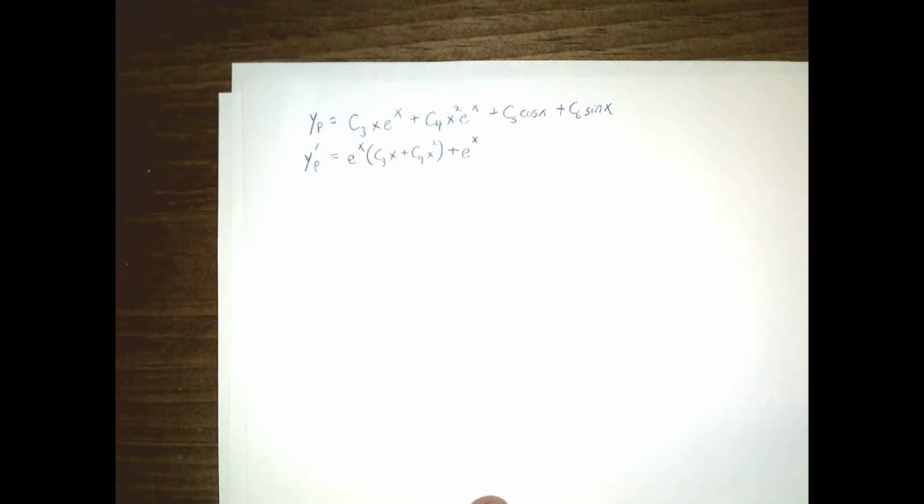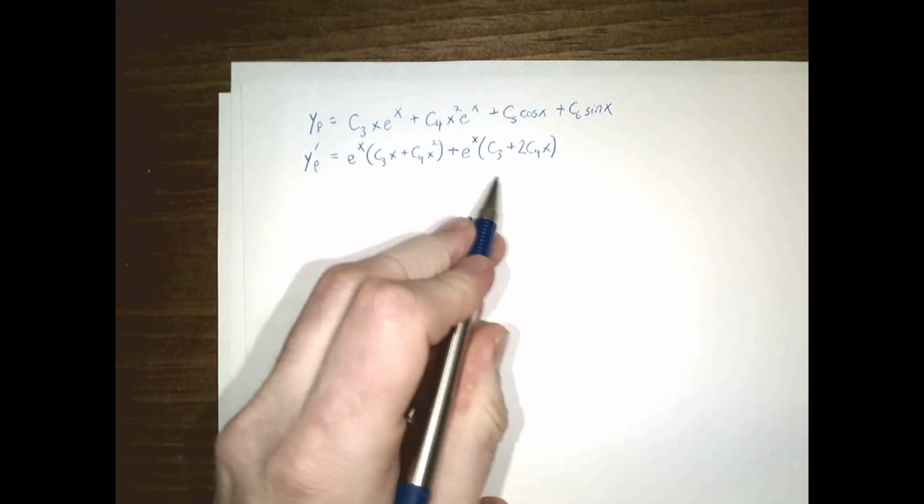The derivative of e to the x is just e to the x, so that just stays the same, plus now e to the x stays the same anyway, because I'm taking the derivative of the polynomial part now, and I get c3 plus 2 c4 x. So that's the product rule for those first terms there. Now I'm going to do the sines and cosines. The cosine gets us negative c5 sine, and then we get positive c6 cosine x.